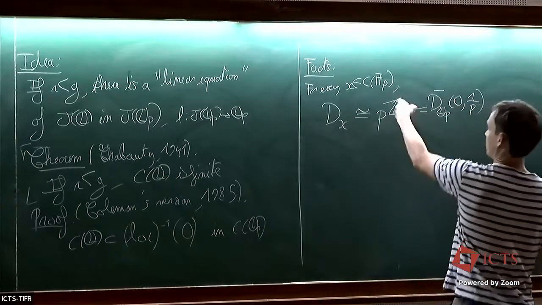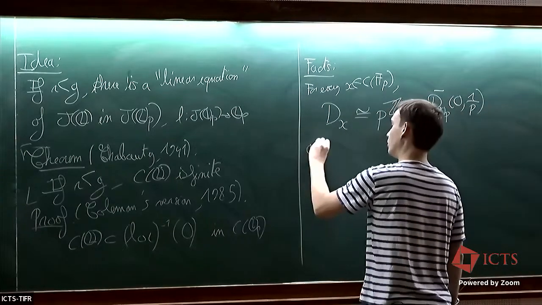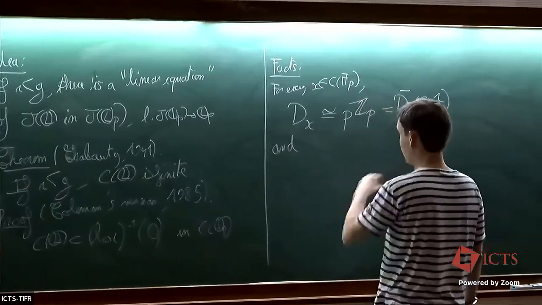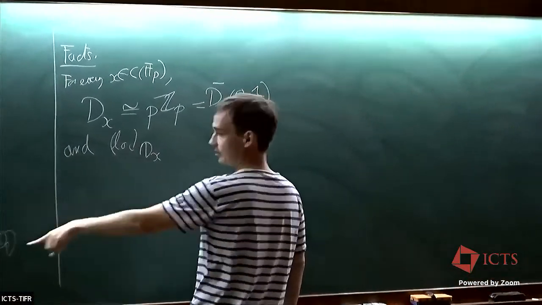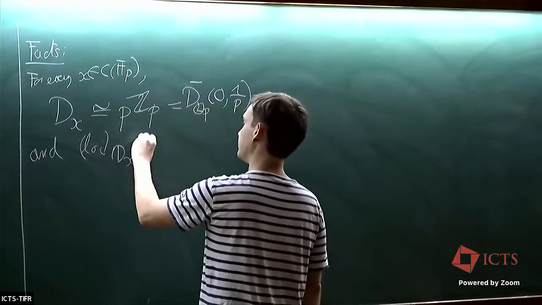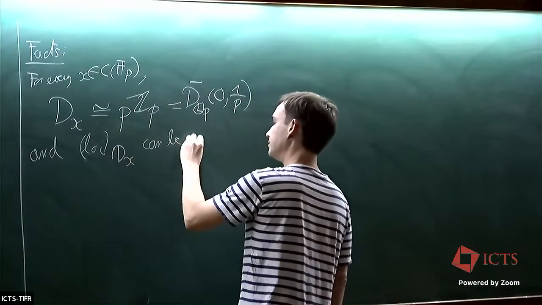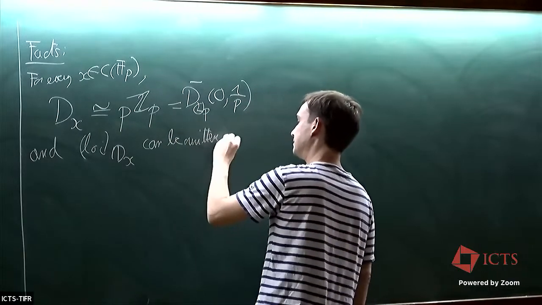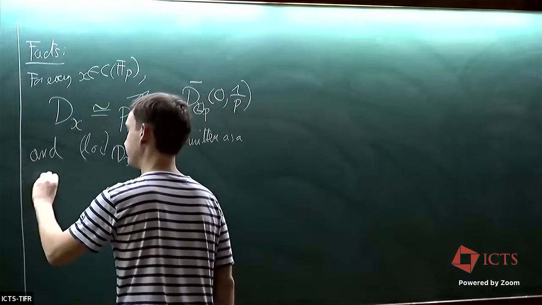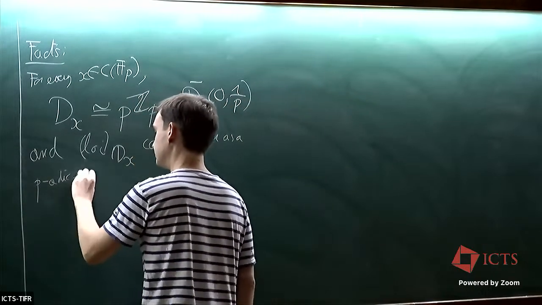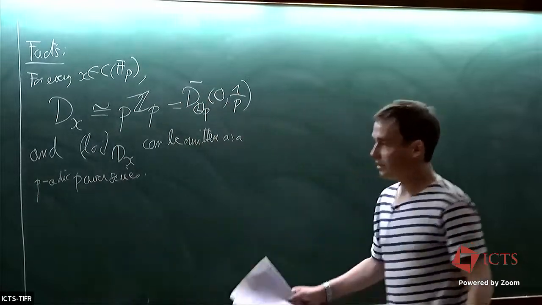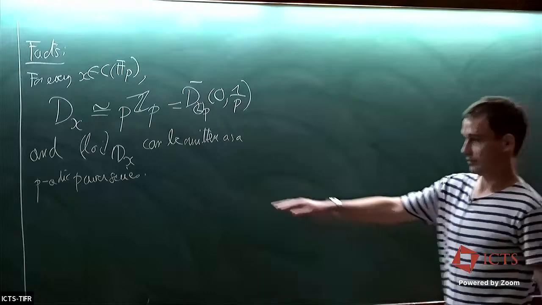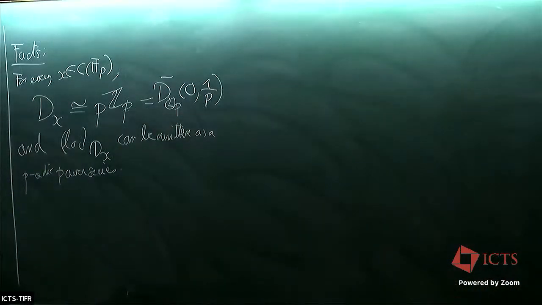And now, why is it interesting to think about this? This function restricted to D_x can be written as a p-adic power series. So on each residue disk, I can write a p-adic power series for this. All right, it's not enough yet.